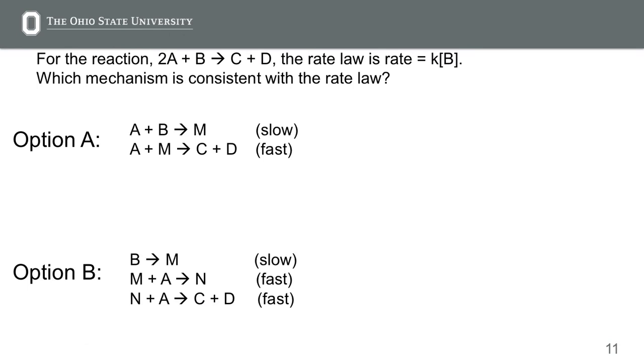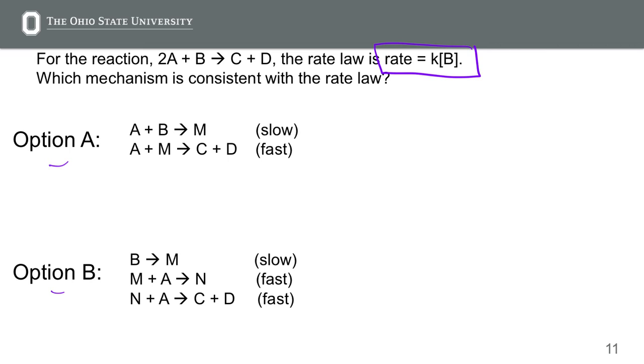We have a reaction of 2A plus B forming C plus D, and it was determined that the rate law is equal to the rate constant K times the concentration of B. Which of these two options is consistent with the rate law? In both options, we have a slow first step and then fast steps after that.